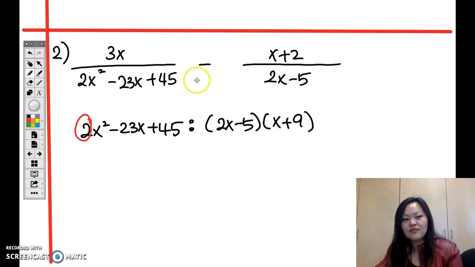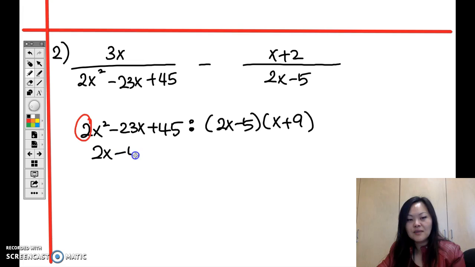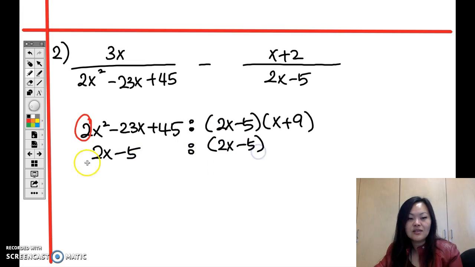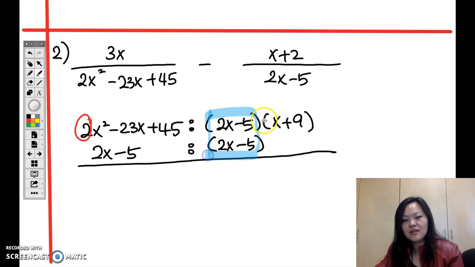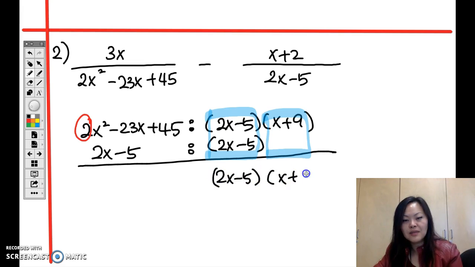And then now let's see what the factors are because we have to find the LCM for these two, right? So I just found factors for this. Now I want to find out what the factors are for that one. So I put 2x minus 5 over here, and of course the factors of 2x minus 5 is just that. So then let's look for our LCM. I'm going to use this one and this one, right? Please make sure that when you write your GCF, you put the same thing on top of each other. So I have 2x minus 5 and x plus 9, and this is going to be my LCM.